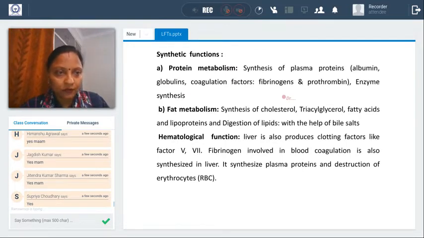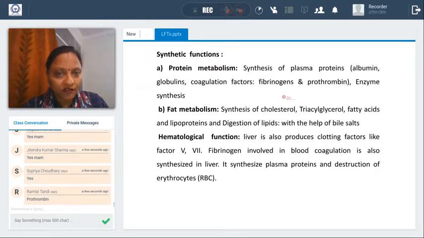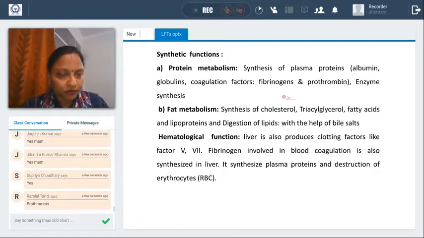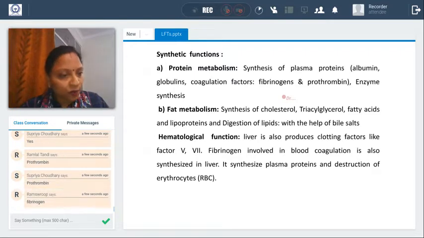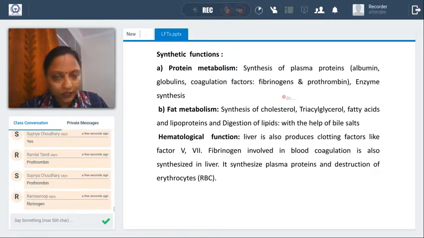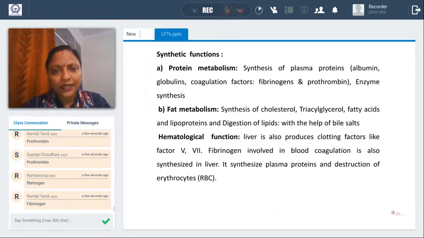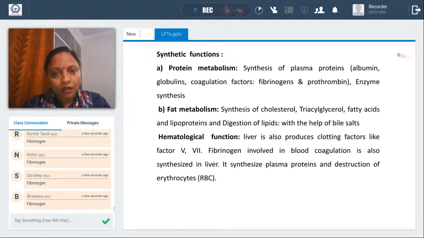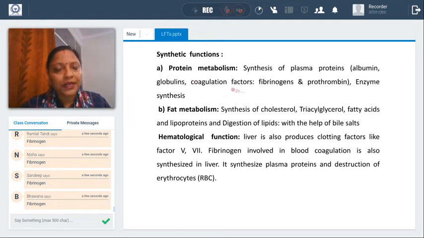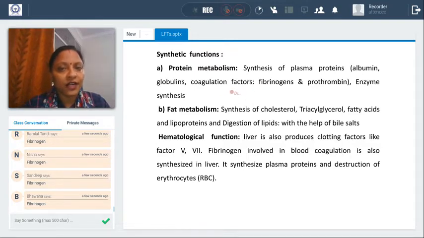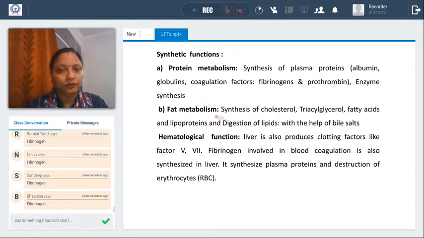Please write in the box. You have studied earlier. Which one is the first factor for blood coagulation? Yes, first is fibrinogen. Likewise, prothrombin, then proaccelerin, and many others. Stuart factor, you all know. So liver is the main organ essential for the synthesis of various coagulation factors like fibrinogen, prothrombin, and for various enzymes also.